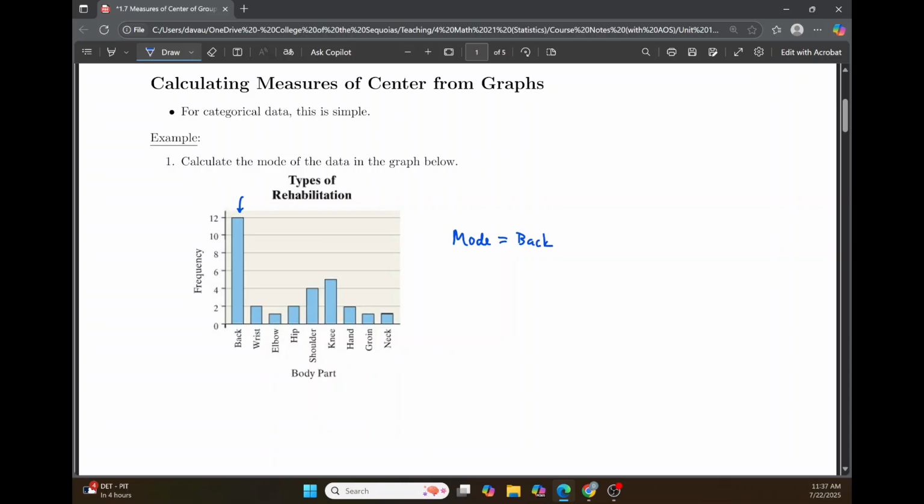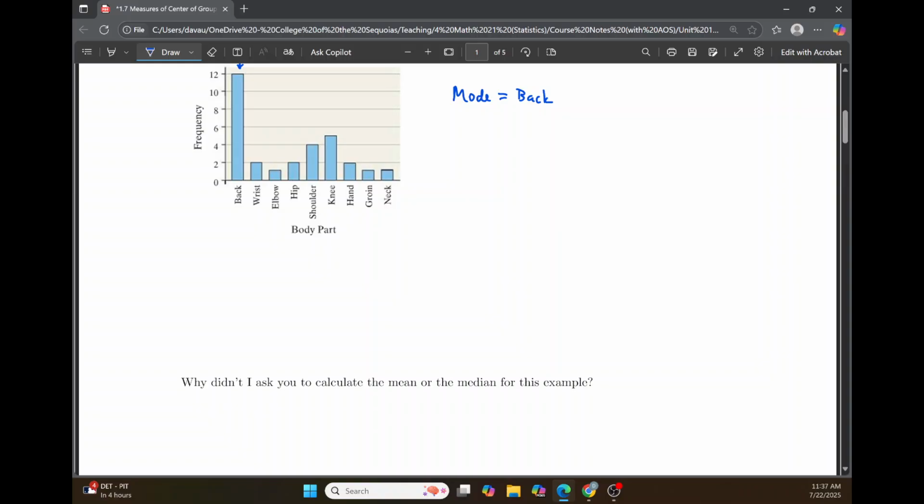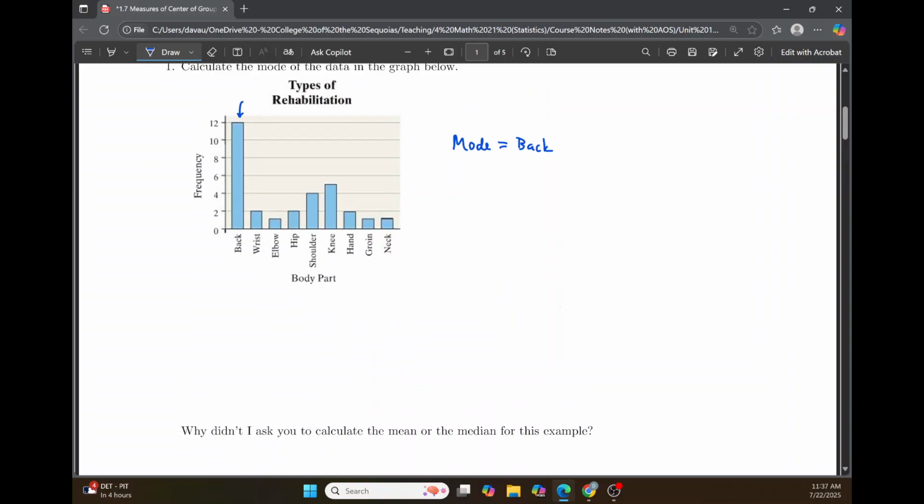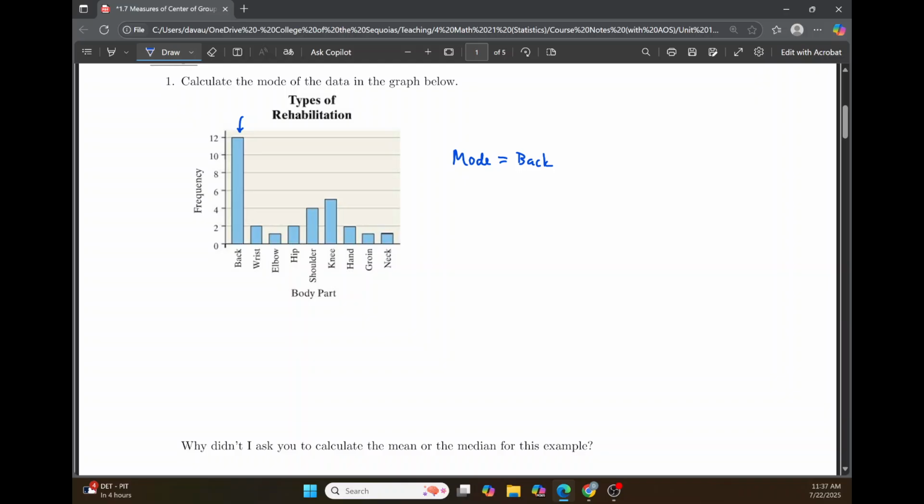Okay. You weren't asked to compute the mean and the median, and I think there's a follow-up question here that asks why, right? Why didn't I ask you to calculate the mean or the median? Well, because this is categorical data, and it's not possible to compute the mean or the median, right?